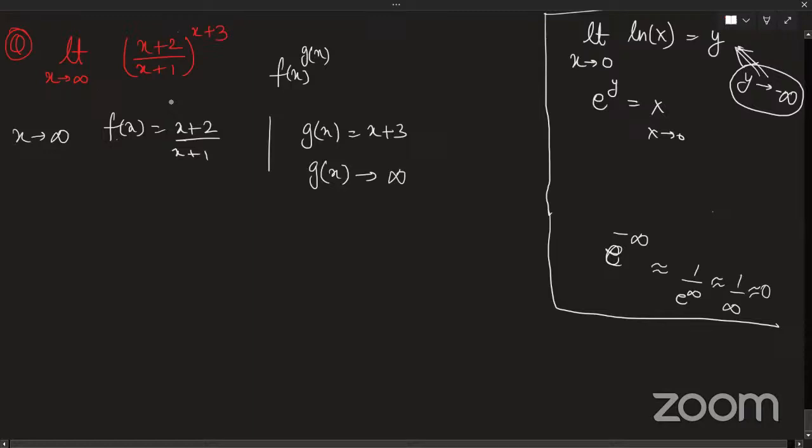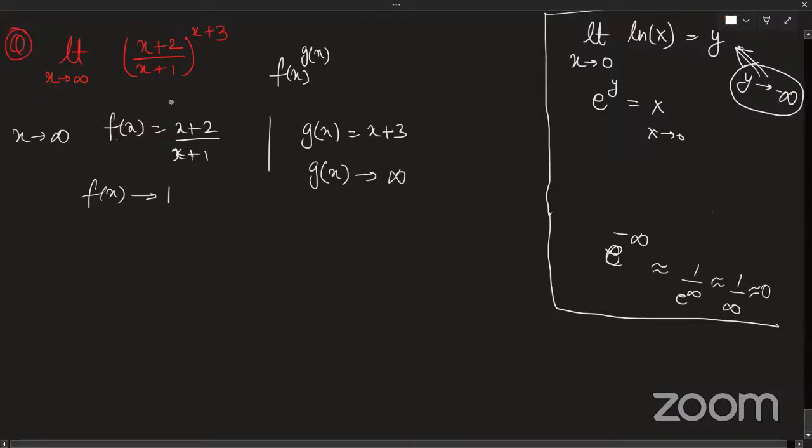What about this thing? Where will your x plus 2 divided by x plus 1 go to? Infinity by infinity. Absolutely correct. But what will be the value of this limit? Infinity? Sir, is it 1? 1, correct. Why is it 1?